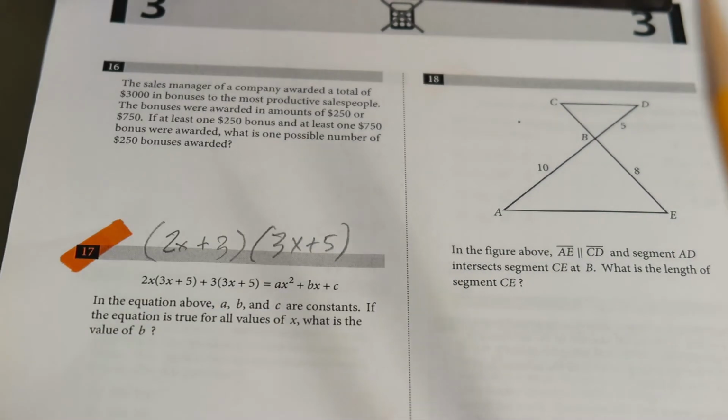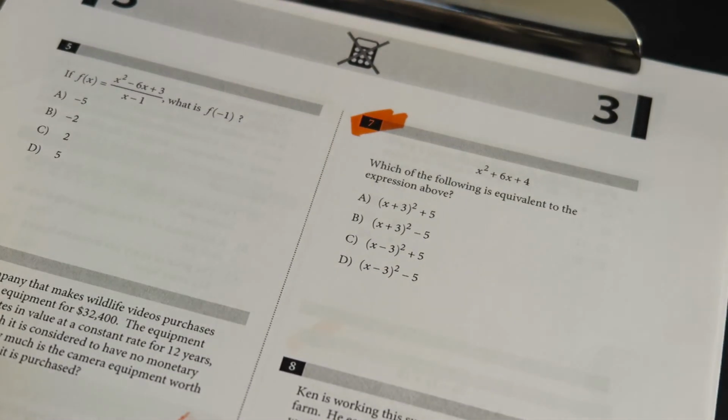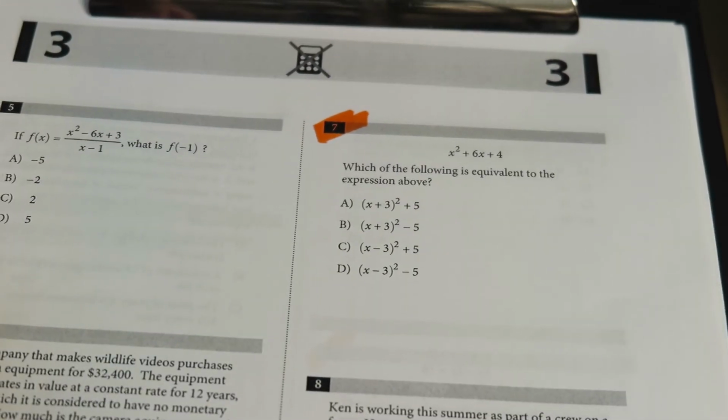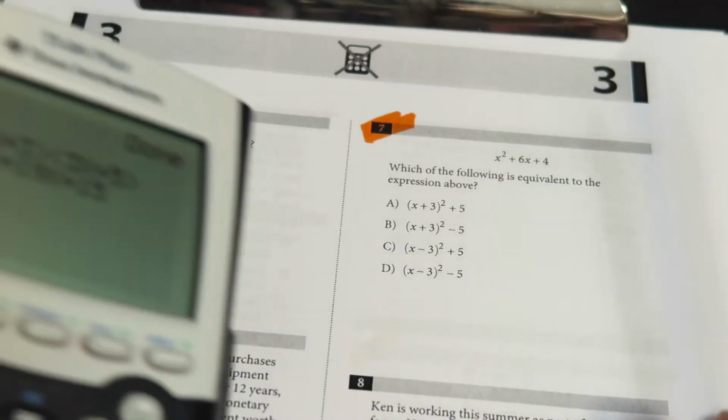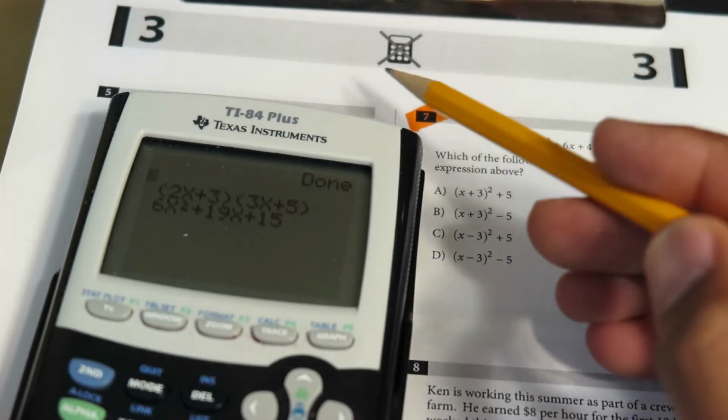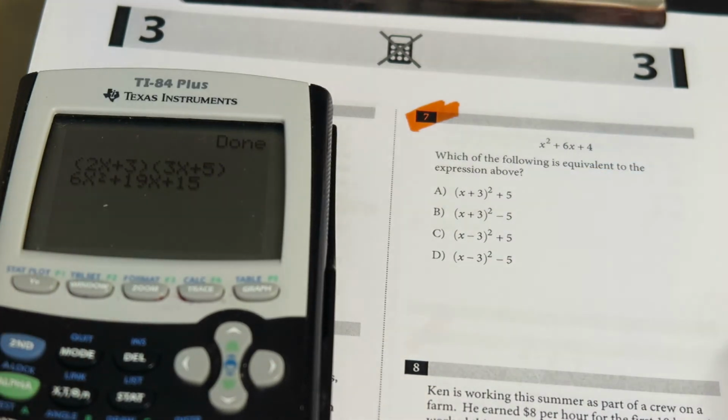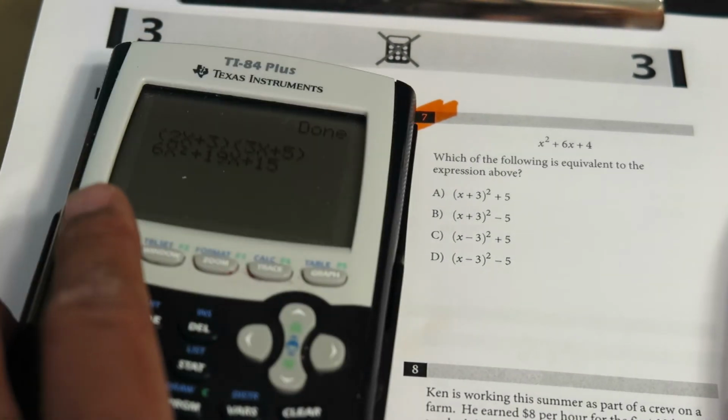Let's see what else we got here. I'm going to wrap this up. This is a little longer than I wanted it to be. Okay, so here, this is just pretty straightforward. Even though this, again, is in the non-calculator section, I just wanted to demo the program.